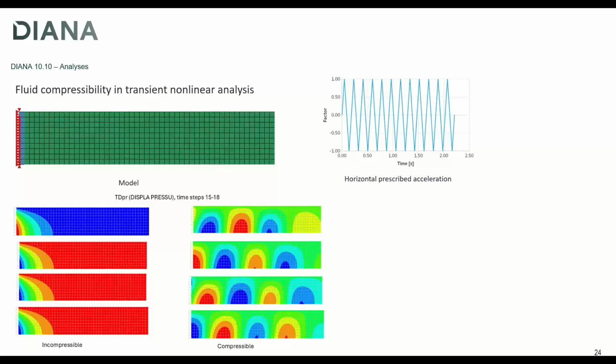Another new thing is that in the past, when we considered compressibility, the fluid pressure results were only available at the fluid-structure interface. But now this result is presented as a nodal result, pressure in the fluid domain. So we can see the whole effect over the fluid domain. Next slide, please.